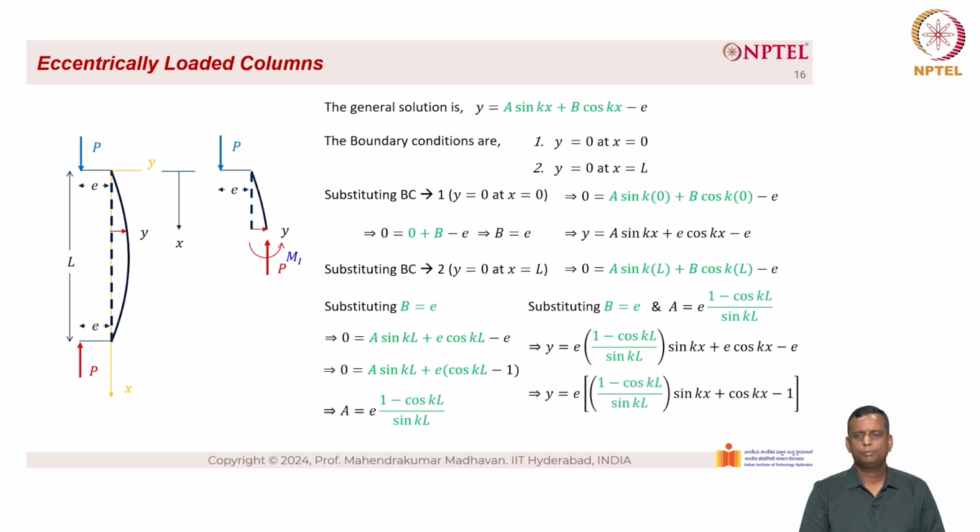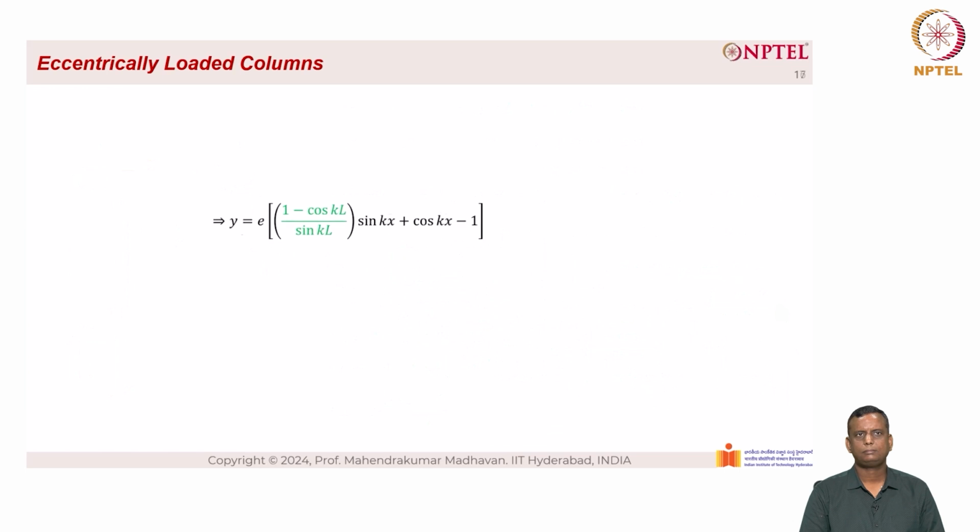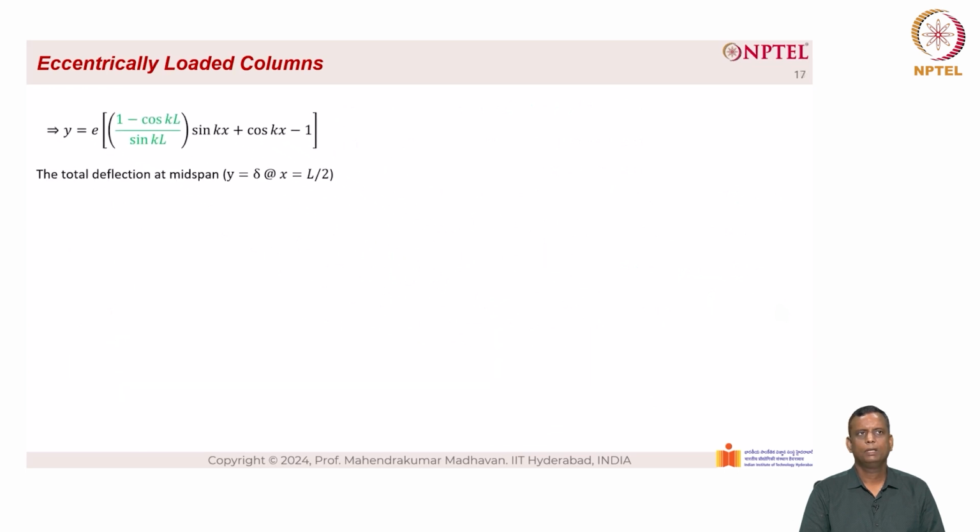This can be further simplified by taking e outside. We have 1 minus cos kl by sin kl into sin kx plus cos kx minus 1. The total deflection at mid-span is y equal to delta at x equal to L by 2. We have delta equal to e into 1 minus cos kl by sin kl into sin kl by 2 plus cos kl by 2 minus 1. Here we are simply substituting L by 2 instead of x.